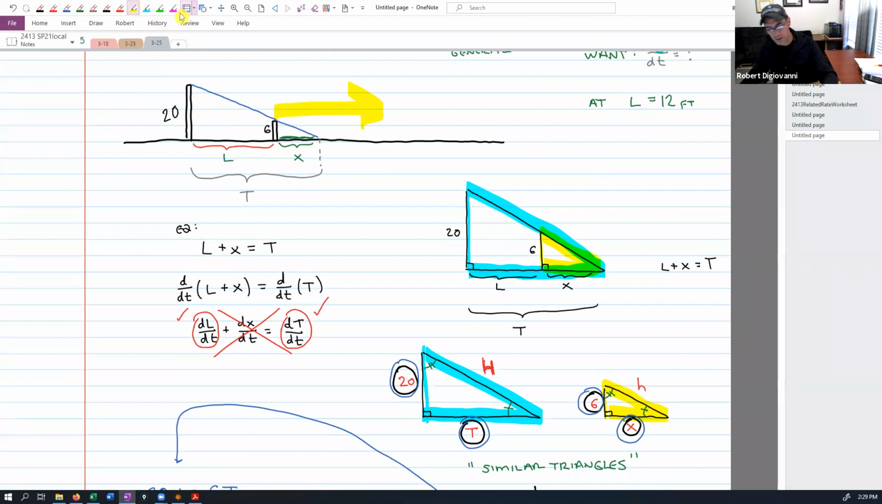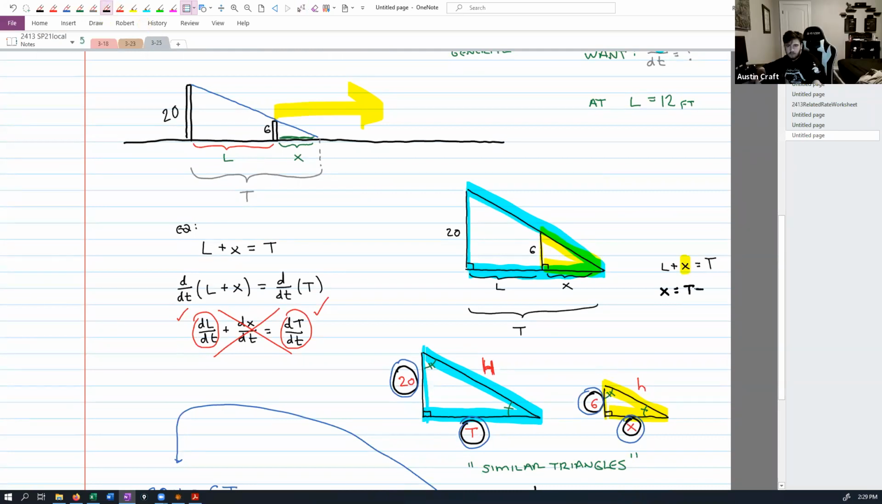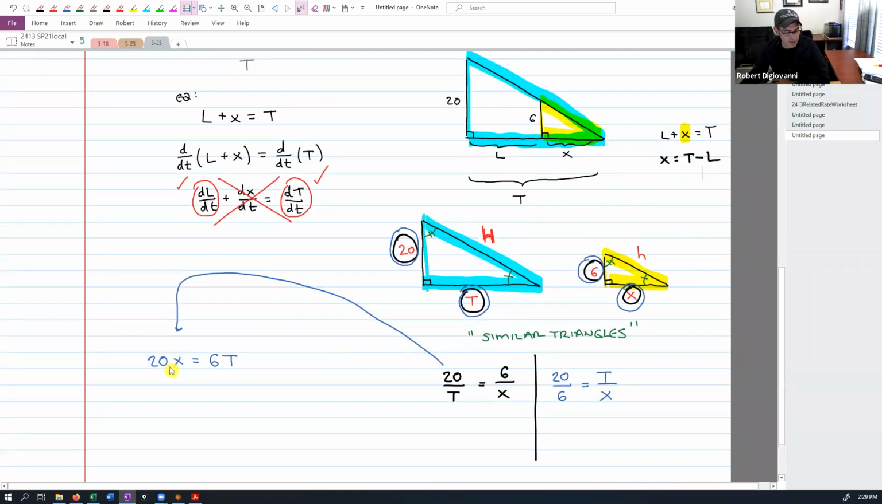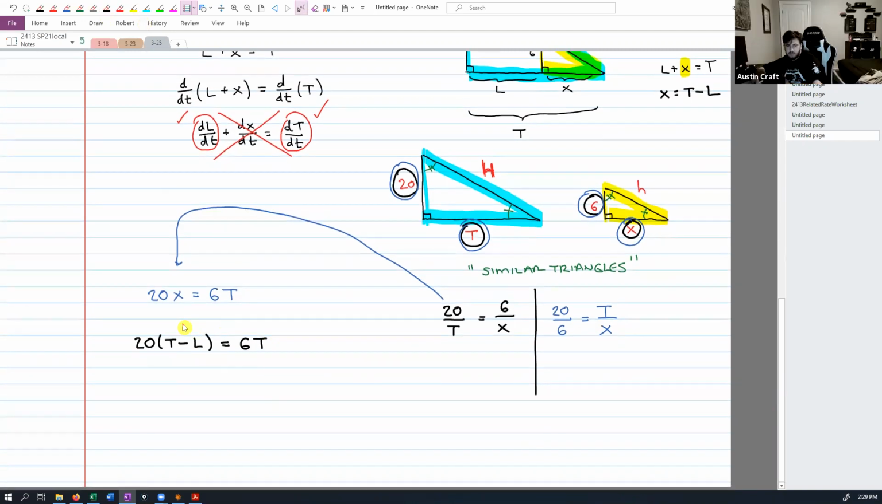But what is X? Go back up to this equation right here. Could we solve for X here? X would be T minus L, wouldn't it? So why don't I replace this X with T minus L? Now, why am I doing that? What did I just create? I created an equation that relates L and T. That's an equation that has T and L in it only, right? And now I have a relationship between T and L, and X is no longer there.